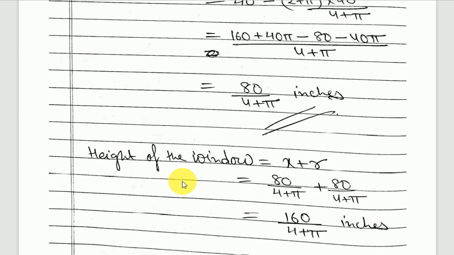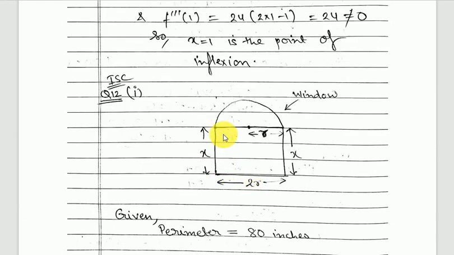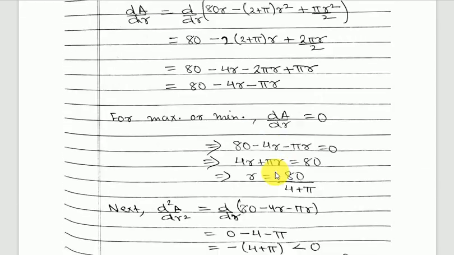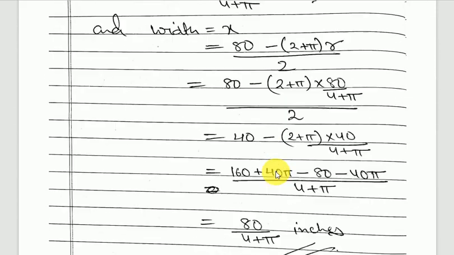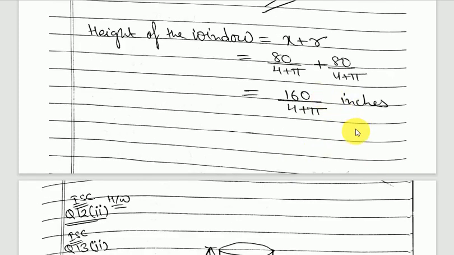And the height of the window. You can find the height of the window also. So the height of the window will be what? The height of the window will be x plus the radius. So the radius is what? r. So x plus r will be the height. So add it, and you will get the height. So you got the dimensions for the window for which the maximum amount of light will enter.